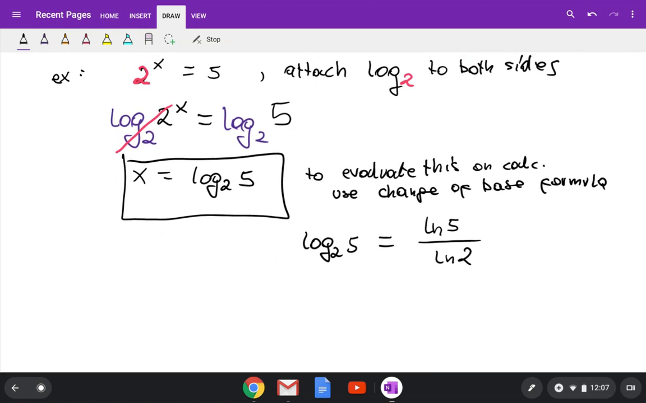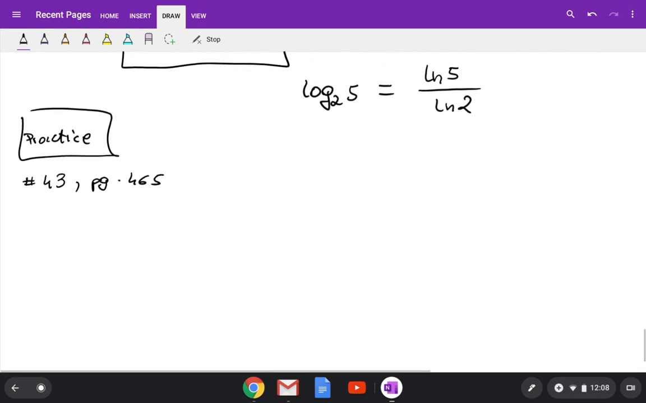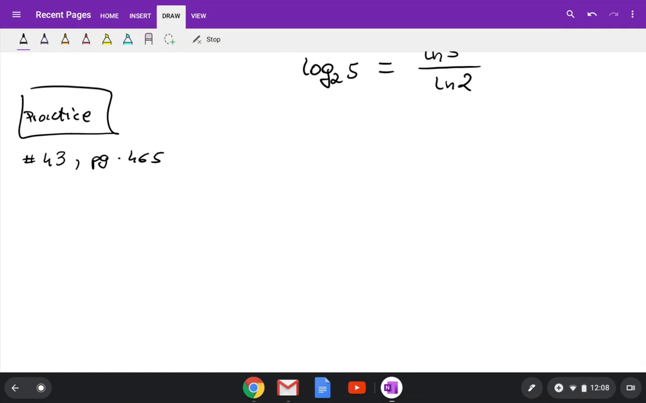Okay, let's practice. For practice, I picked a couple of problems from your textbook. This is page 465, number 43. Let's solve those exponential equations. And when I will be solving those equations, I will be giving you more hints because most of them have the same steps, but sometimes we need to apply something extra.